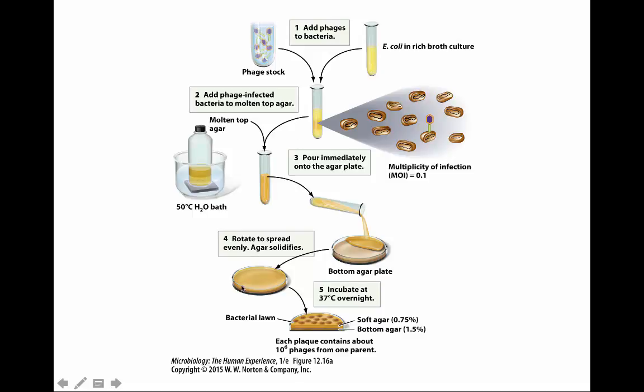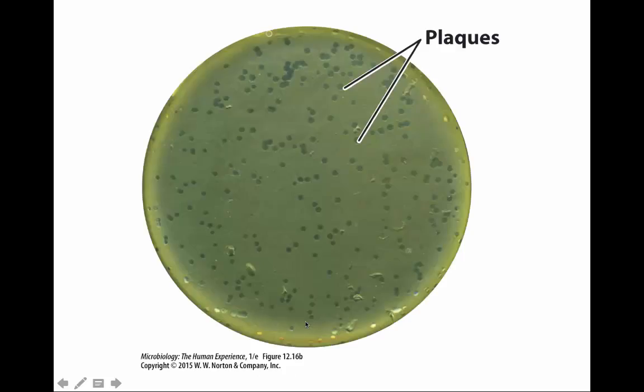We would pour that on top of an agar plate, right? And then we would see these plaques or holes in the agar where the virus has grown. Here's an example of what that looks like. So we see the bacteria, and each of these little dark spots is where the bacteria has been killed, and we call those plaques. They're kind of the opposite of a bacterial colony.